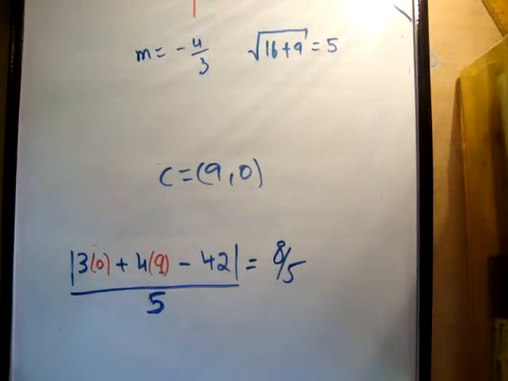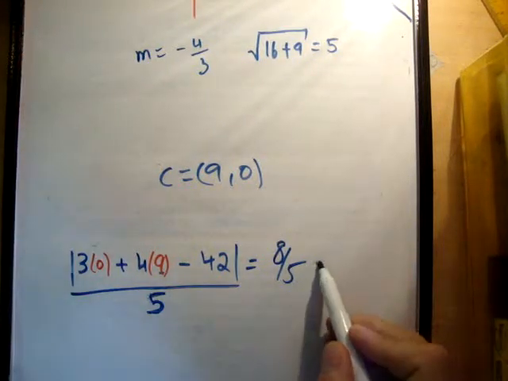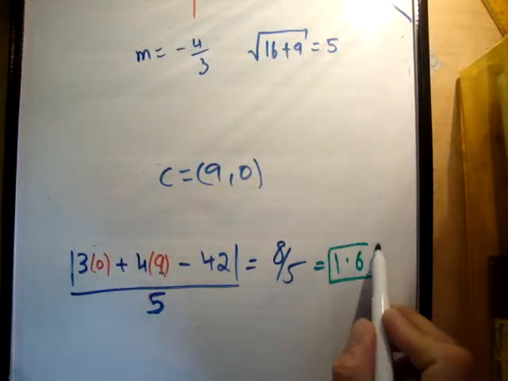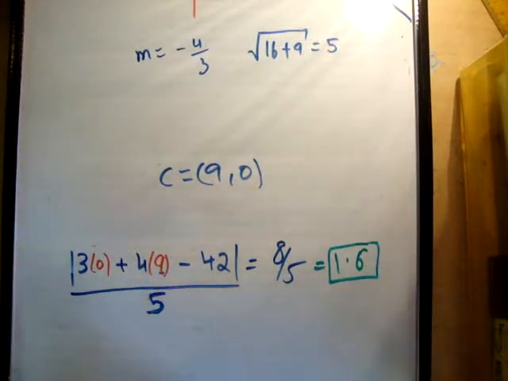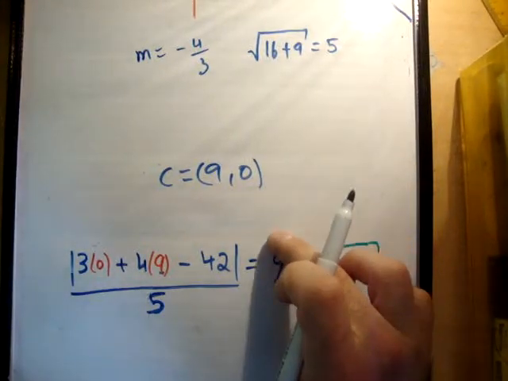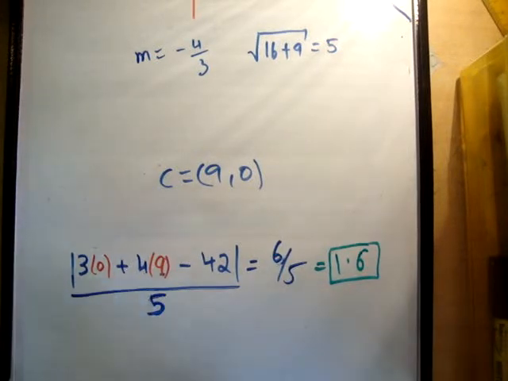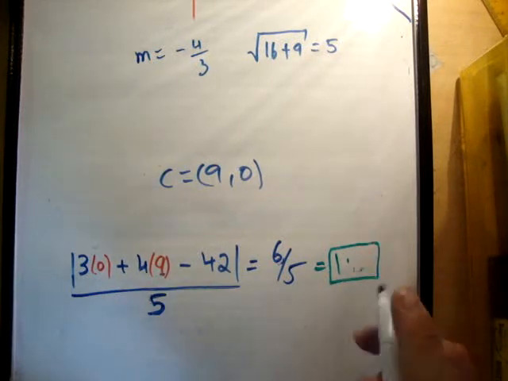Alright, so let's just plug that into the calculator. And we get 1.6. Now the answer is supposed to be 1.2, if I can remember correctly. Just one second there now. Oh, that's why my algebra is so bad. There you go. Alright, 6 over 5, and that's 1.2.